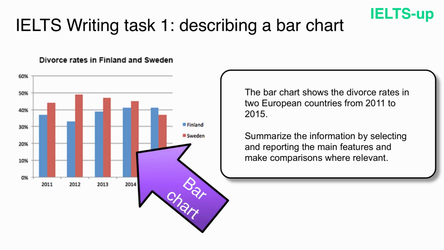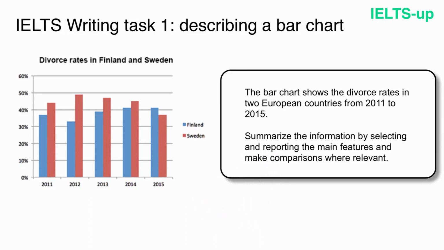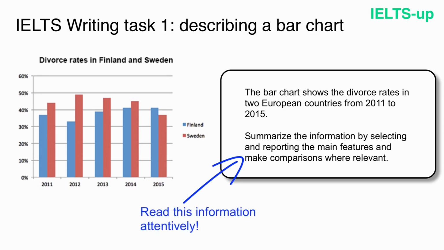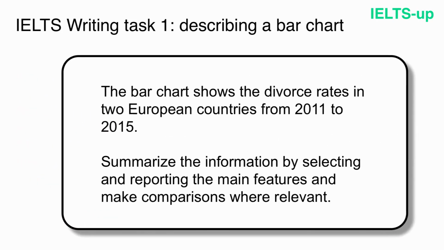You have a bar chart and you have a question card with some basic information about your chart. The first thing you need to do is to read this information attentively. Let's do it together. The bar chart shows the divorce rates in European countries from 2011 to 2015. Summarize the information by selecting and reporting the main features and make comparisons where relevant.